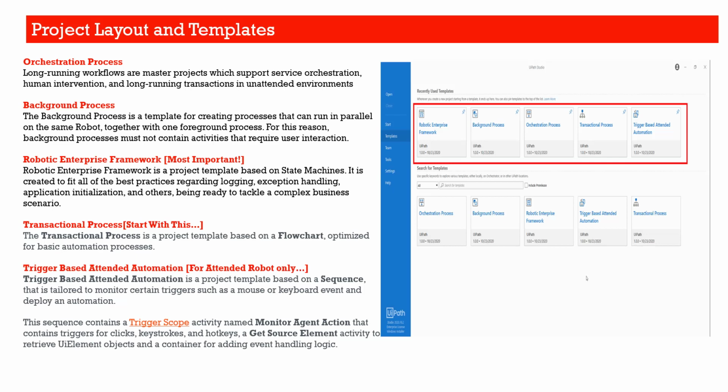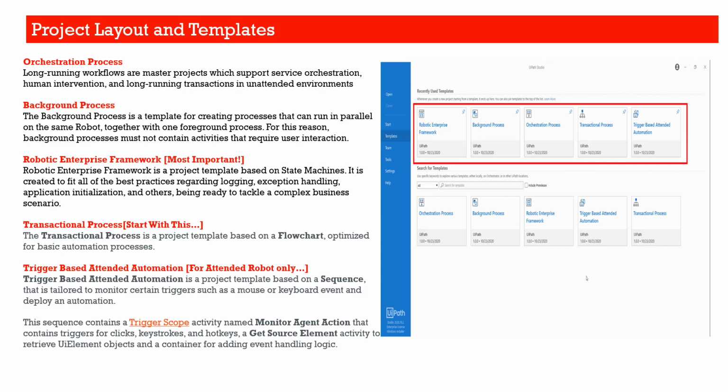Then you have the orchestration process. Orchestration processes are long running workflows. They are basically a master project which supports multiple projects inside it. You can understand the concept of a master project and various child processes. So one process is controlling other processes, and usually that's long running in an unattended environment or requires human intervention. If you want to create something which requires human intervention, like UiPath Action Center, where something needs to be validated by the user, you will use a template called orchestration process.